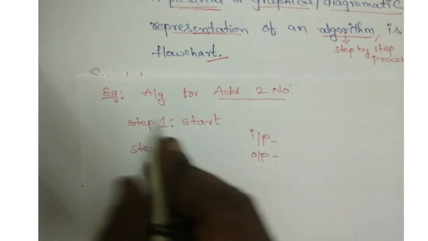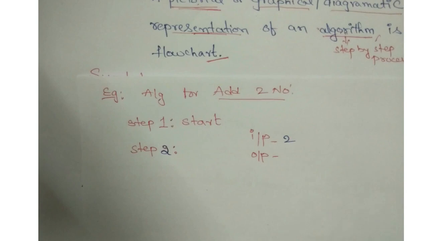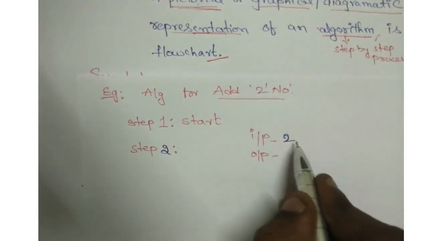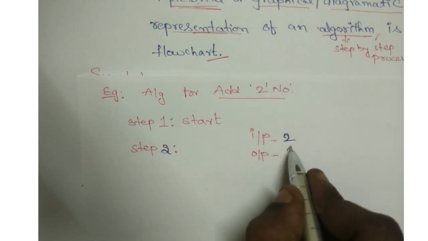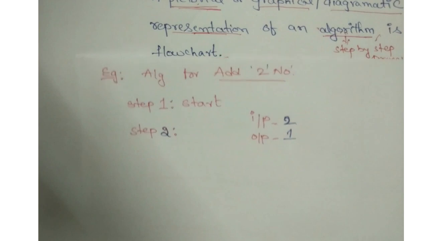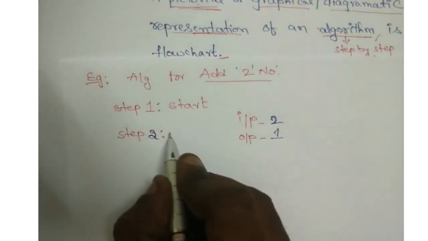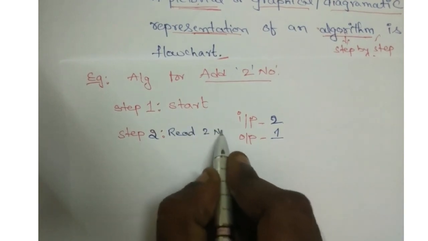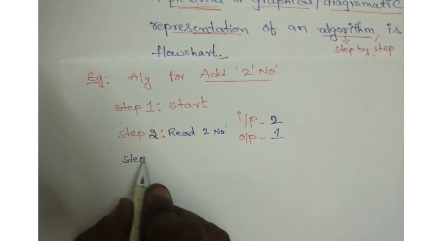Now based on the problem statement, how many inputs are required? I require only two inputs because I want to add only two numbers. That means there are two inputs. And whenever I add the two inputs, it will produce one output. That output is called the sum. Right? Next, now what is step 2? Now here you have to read the inputs. We require two numbers as inputs. And then what is step 3?